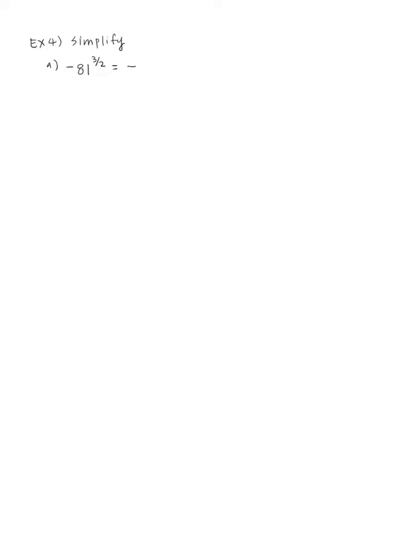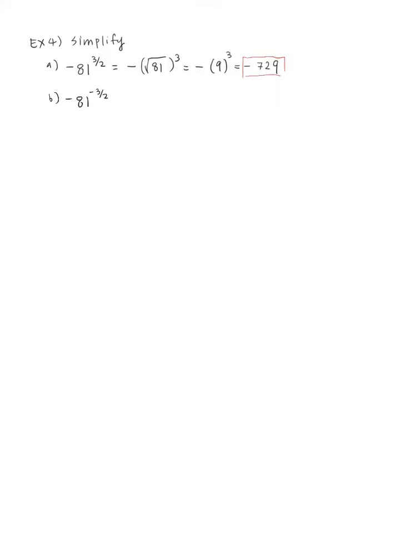Again, bottom is the root, so we're going to have the square root of 81 to the third power. So carry on the negative. Here what we're going to get is negative, square root of 81 is what? 9. And then 9 to the third. Again, that exponent 3 is only attached on the 9, not on the negative. So what we need to do is multiply 9 three times. 9 times 9 times 9 is 729. Alright, so our answer is going to be negative 729.